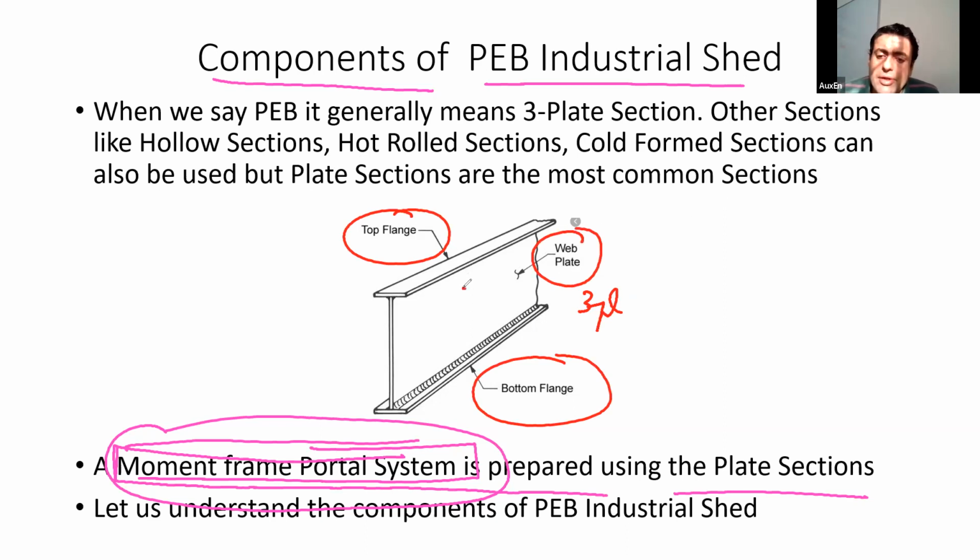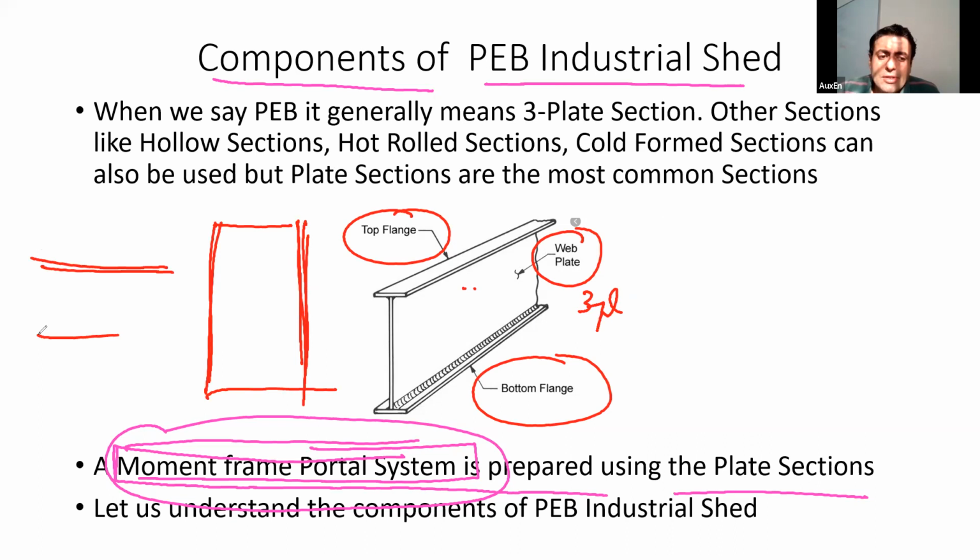Now this section can be used as a beam also. This same section will be used as a column also. So when you put it vertically, this will be a column. When you put it horizontally, this will be a beam. So the same three-plate section is being used for column application also, for beam application also.